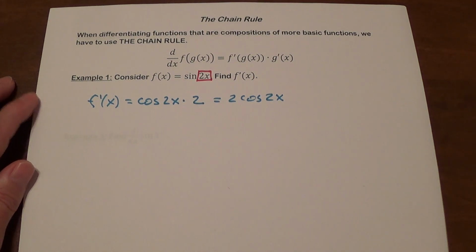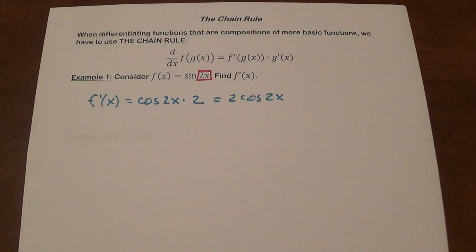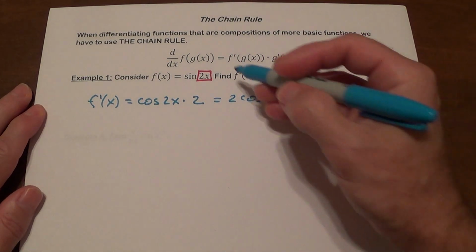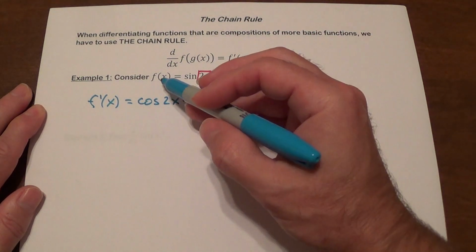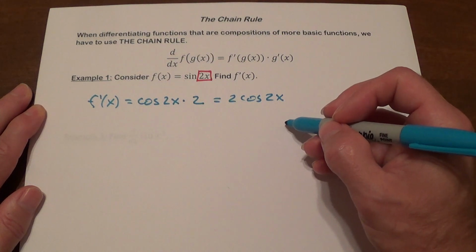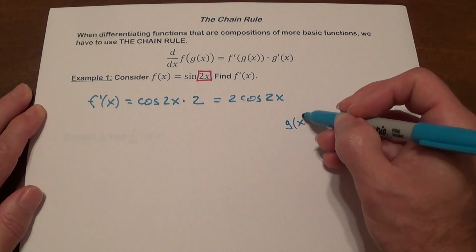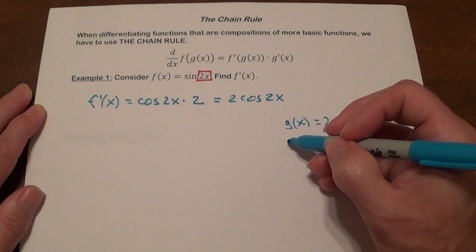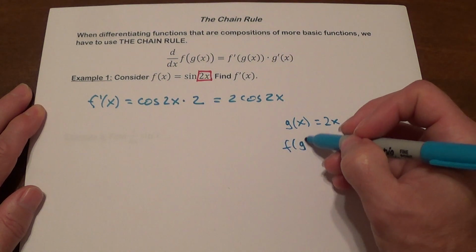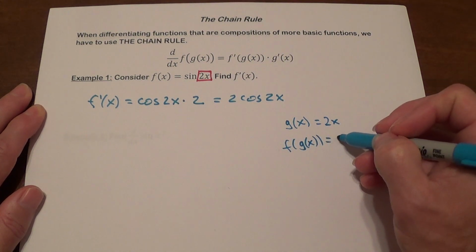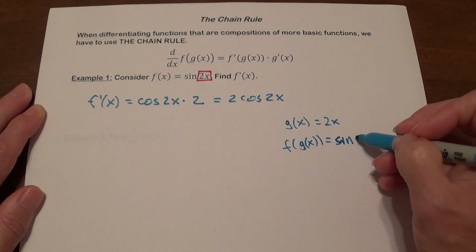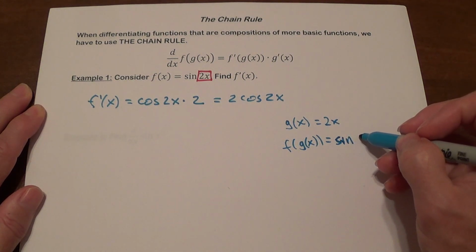Okay? Another way to look at that, let me just explain to you. If we go back to this example here, and if we ignore that we call this function f of x, just think about this. We can say that g of x, in our case, is 2x, and f of g is a sine of g of x, right?